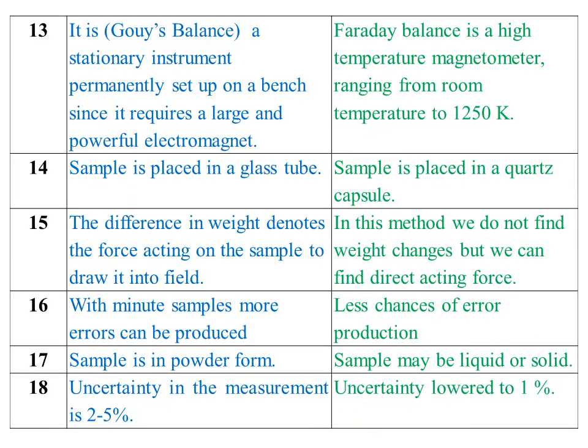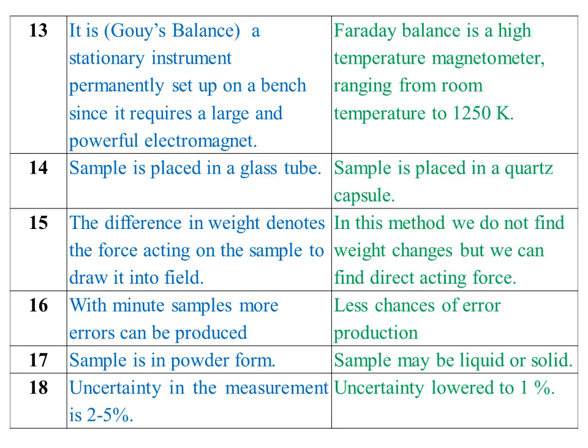Gauss balance is a station instrument permanently set up on a bench since it requires a large, powerful electromagnet, while Faraday's balance is a high temperature magnetometer ranging from room temperature to 1250 kelvins. Sample is placed in a glass tube, while in case of Faraday's method, we use a quartz capsule.